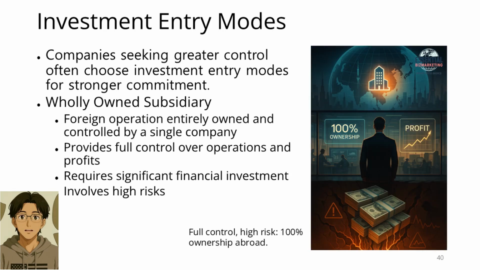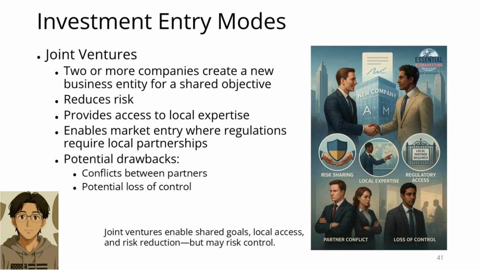A wholly owned subsidiary means the company fully owns and controls a foreign operation. This allows maximum control and profit, but needs big investment and carries high risks. Joint ventures combine two or more companies into a new business entity. They reduce risk, provide local knowledge, but may lead to partner conflicts or loss of control.